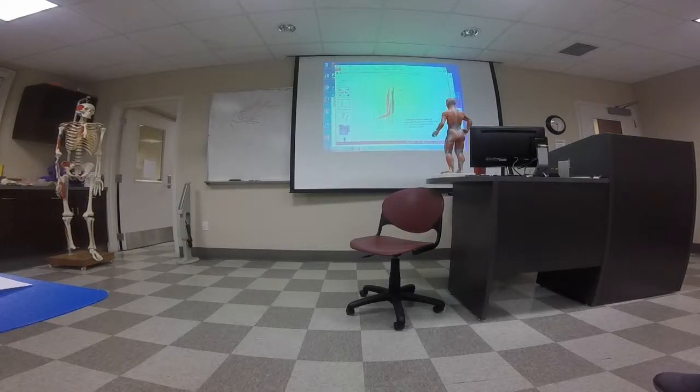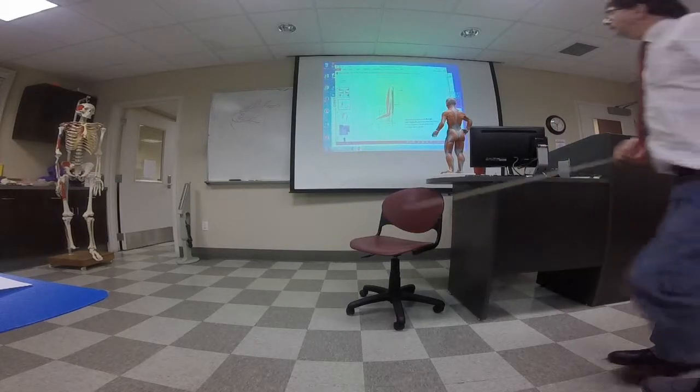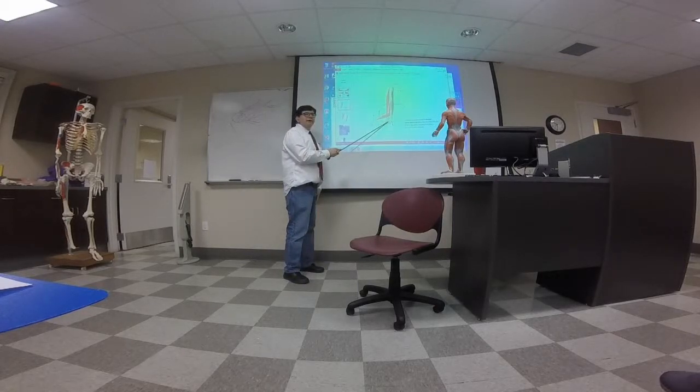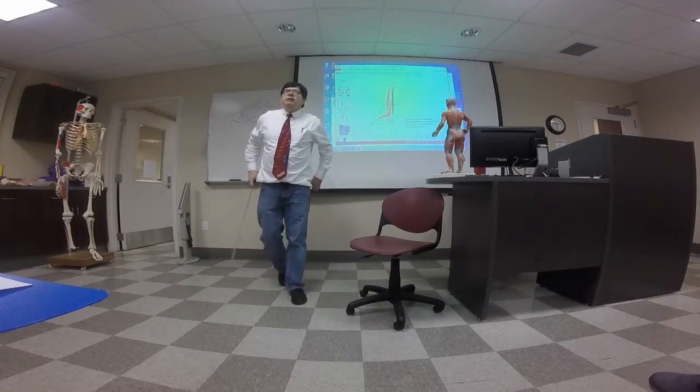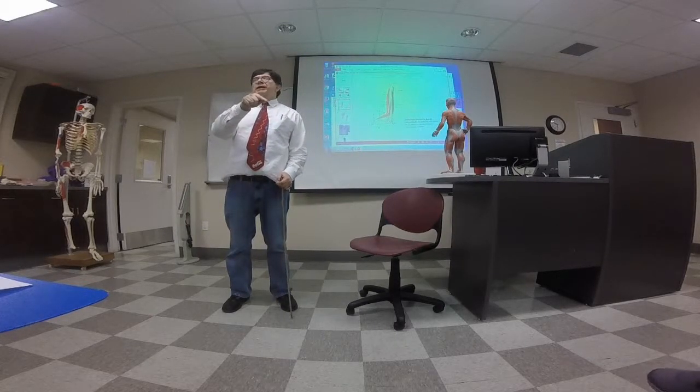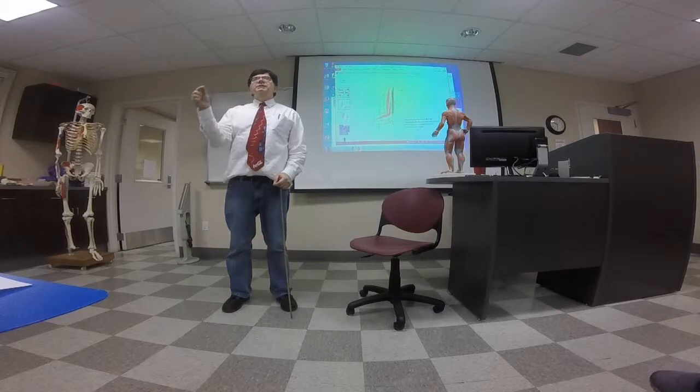Look at this. That would be the brachialis. It's originating from the shaft of the humerus. Now, it's inserting here. It's inserting upon the coronoid process of the ulna. So whereas the biceps inserts upon the radius, the brachialis inserts on the ulna.